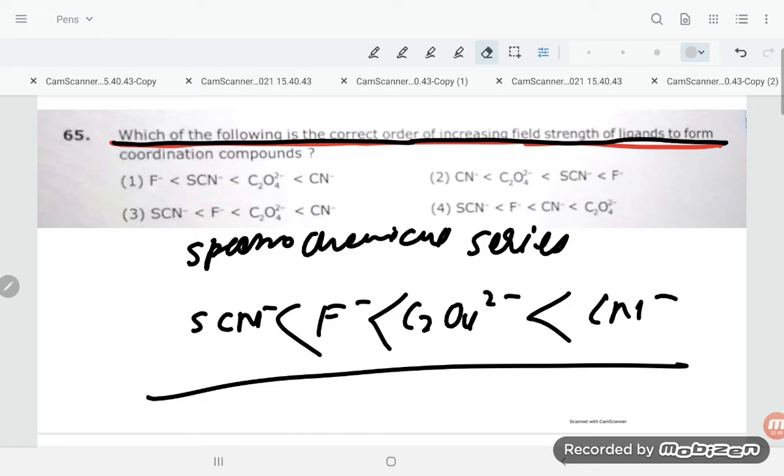Okay, so for this case they are putting the wrong order. Here, if you talk about it, the order is disturbed, so this is wrong, and the correct option is option number 3.